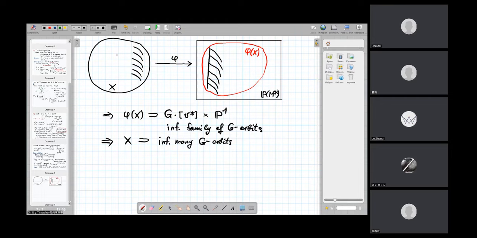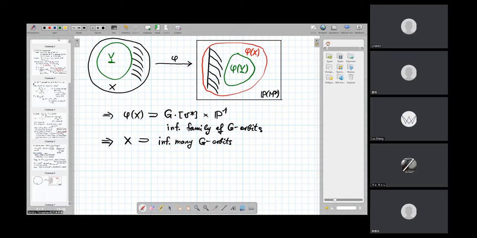So still you have the open orbit, of course. The open orbit Y is sitting somewhere here. And the image of this open orbit will be the open orbit in here, of course, phi of y. And this infinite family of G orbits will lie on the boundary. So finally, we constructed an embedding of X with infinitely many orbits.